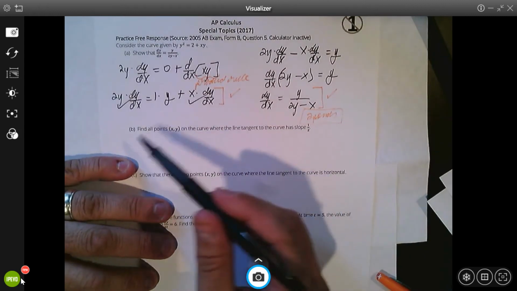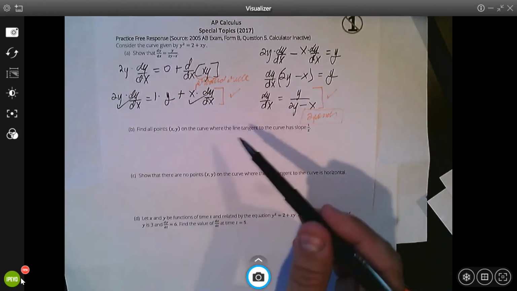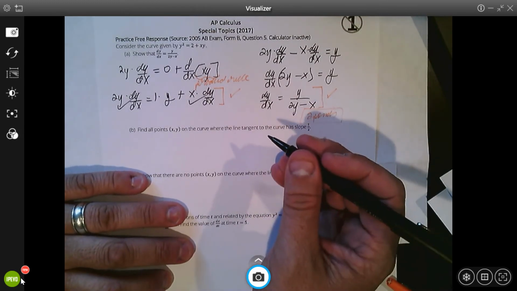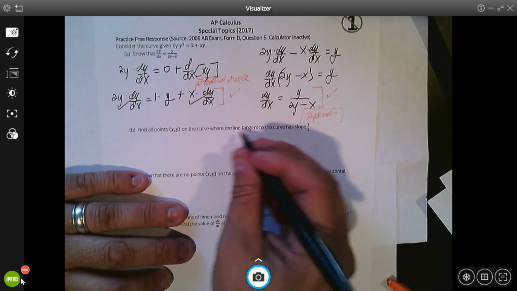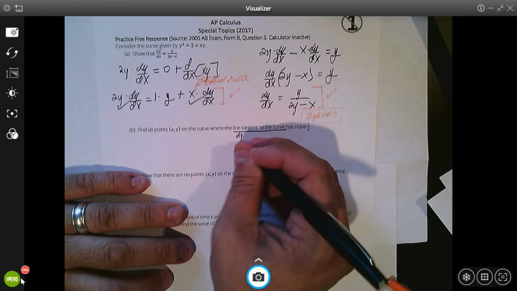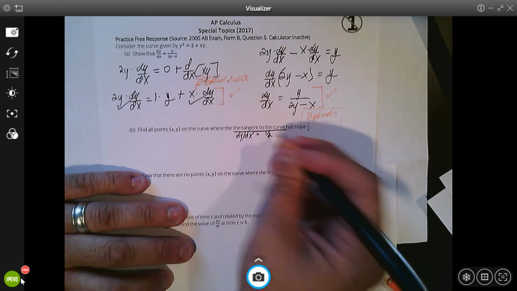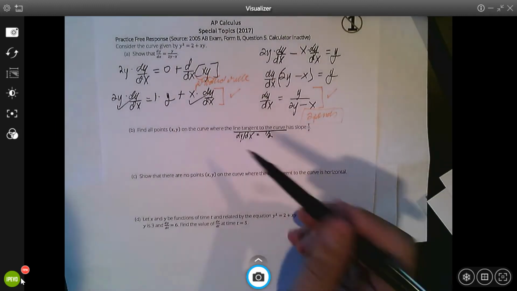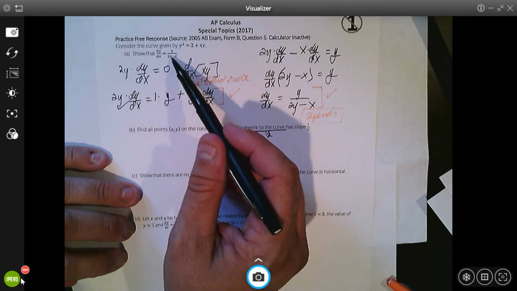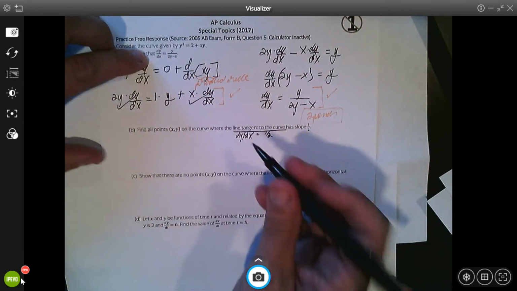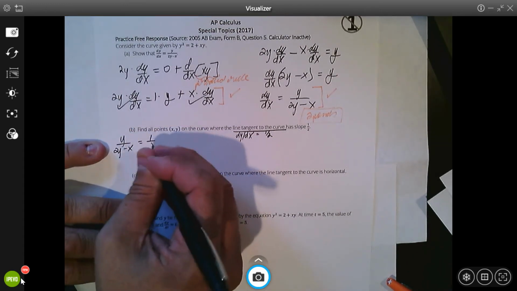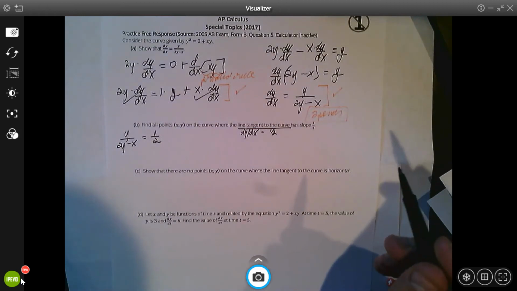Okay. Find all points (x, y) on the curve where the line tangent to the curve has slope 1/2. Okay, think about that for a second. The line tangent to the curve, what is that? That's your tangent line. What they're saying is that dy/dx is equal to 1/2, but we also know that dy/dx is equal to y over 2y minus x. What they're looking for are points where the expression y over 2y minus x is equal to 1/2.